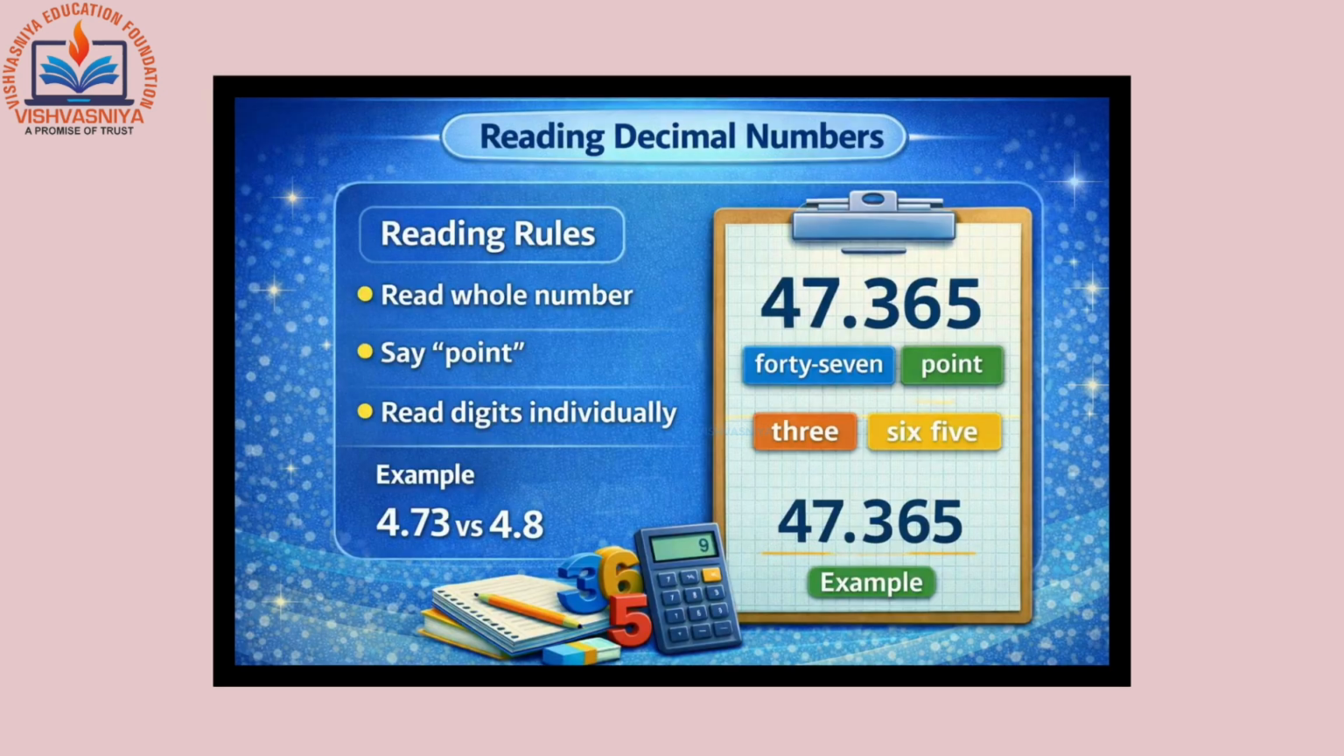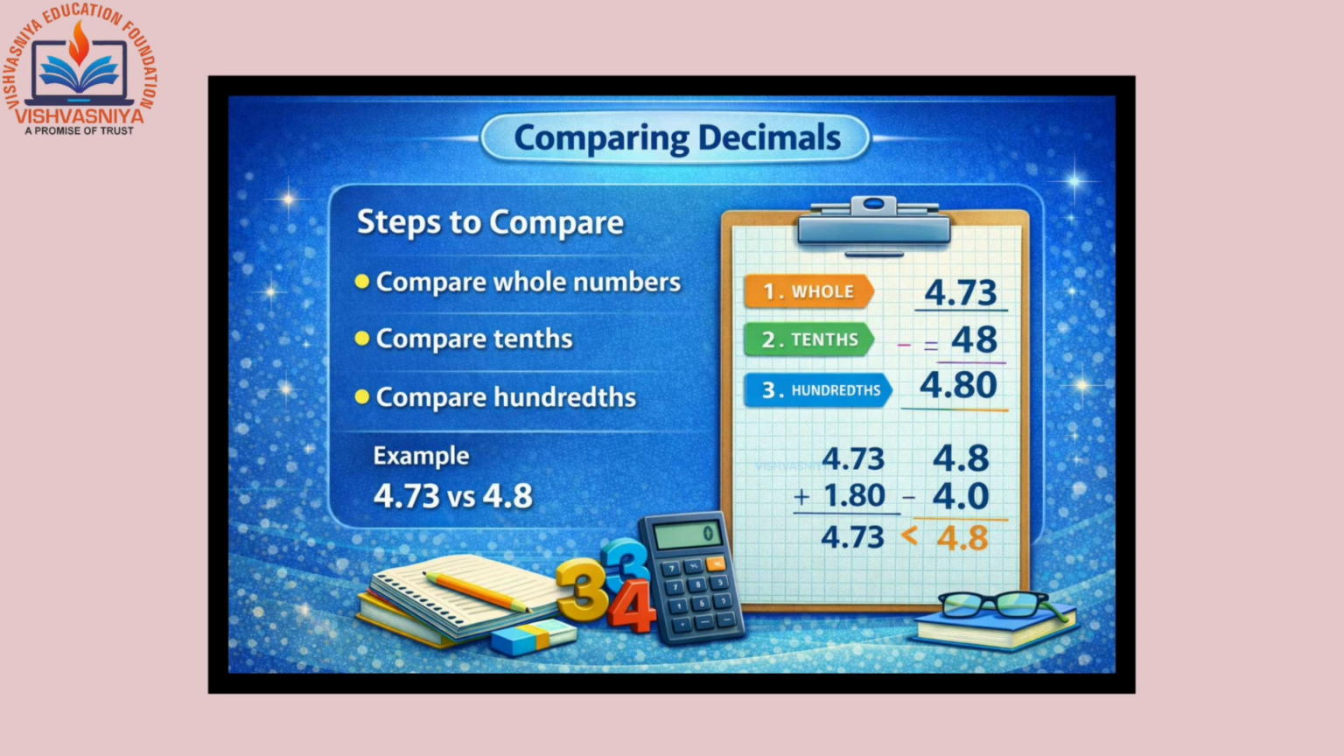To read a decimal number, first read the whole number part. Then say point. Then read each digit separately. For example, 47.365. To compare decimals, first compare the whole number part. If equal, compare tenths. Then compare hundredths. Sometimes we add zeros at the end to make numbers easier to compare.